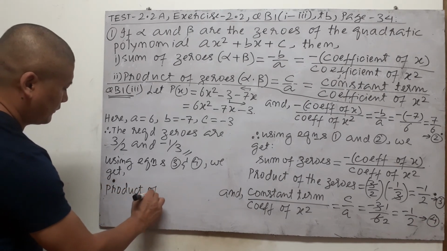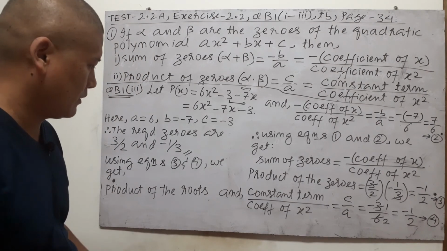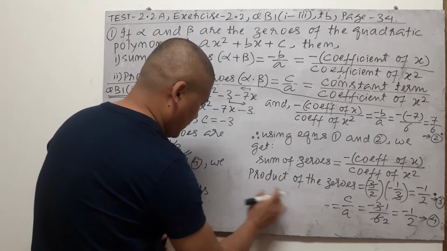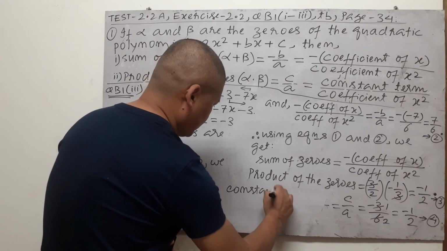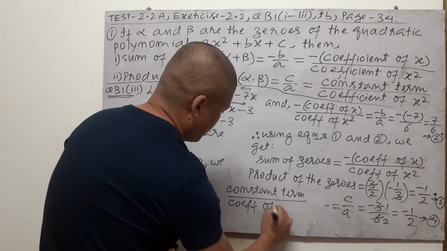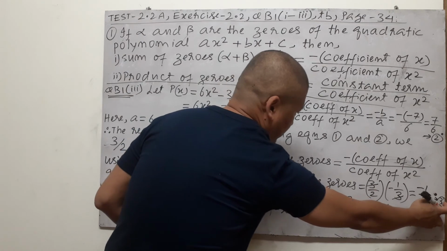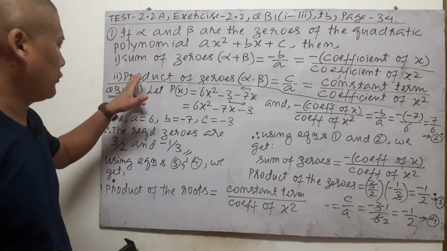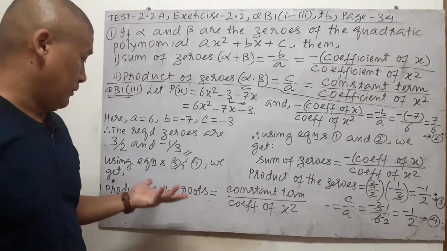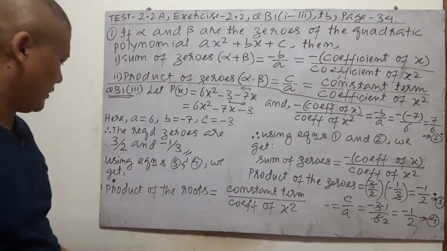product of the roots. Let's write that. Just remember this. And then here, we have got constant term by coefficient of x squared, which is equal to minus 1 by 2. And product of roots is also minus 1 by 2 from equations 3 and 4. So these two are equal. Since we were able to prove product of the zeros is equal to constant term by coefficient of x squared, that again verifies that the answers 3 by 2 and minus 1 by 3 are correct zeros.